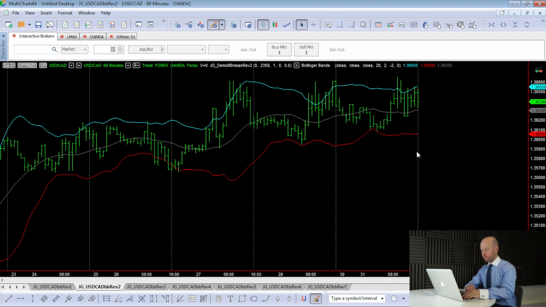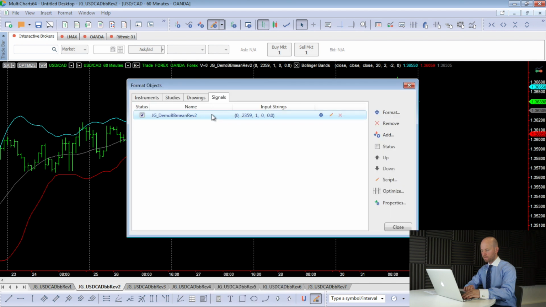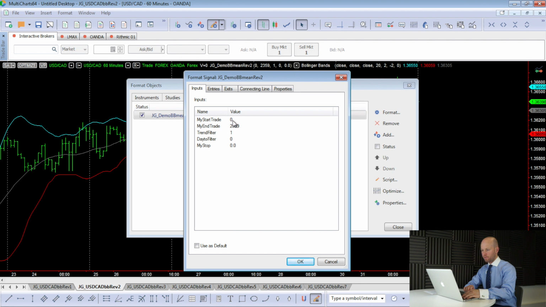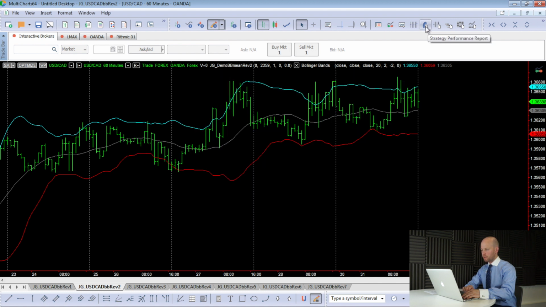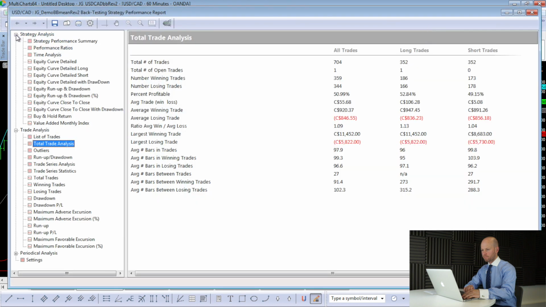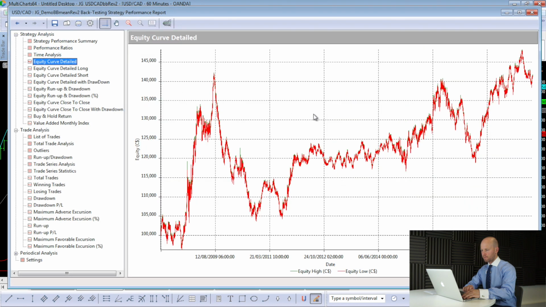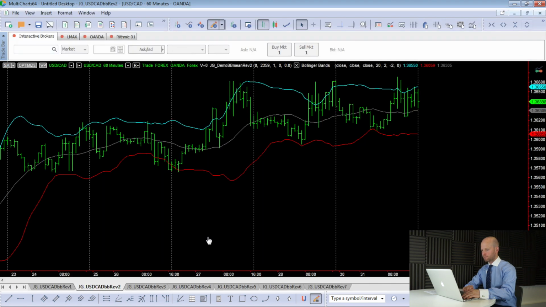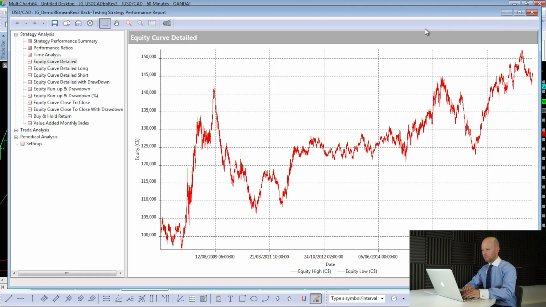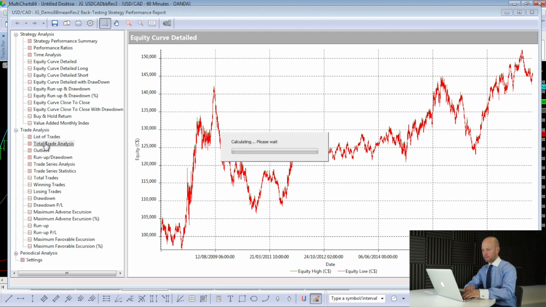Let's have a look at the performance report to see how the results have changed. Let's just remind ourselves, this is using a start time of 0 and an end time of 23:59. We're using that trend filter. So let's just remind ourselves what the equity curve looks like. The equity curve that we've already seen. Now let's add the start time of 1 AM. Equity curve looks very similar, as we expected.